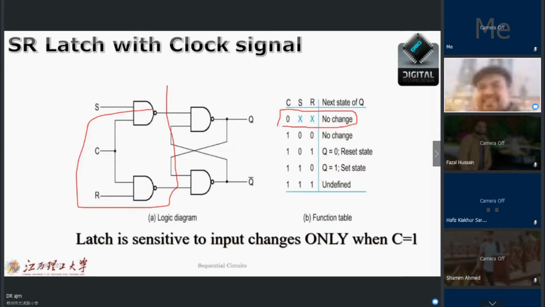Here we will see that if the clock is 1 and my inputs are 0 and 0, then there is no change. If S and R are 0 and 1, then Q is 0 and 1, and like that.